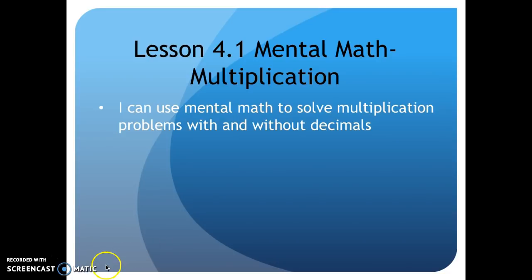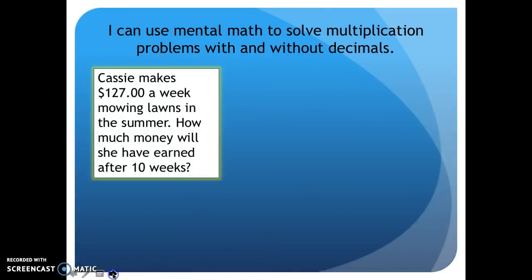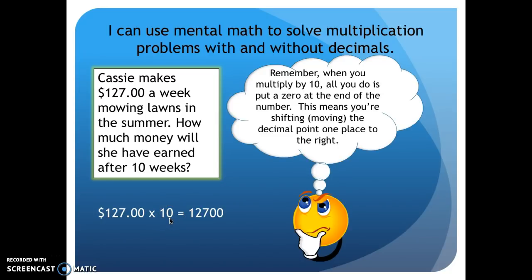All right, mental math means that we can basically do it in our head. Let me show you what I mean. Cassie makes $127 a week mowing lawns in the summer. How much money will she have earned after 10 weeks? All right, so we down here have $127 times the 10 weeks. Now, let's think about this a minute. When you multiply by 10, you're simply adding a 0 to the end, or shifting or moving the decimal point one place to the right. So that's what it's talking about over here.